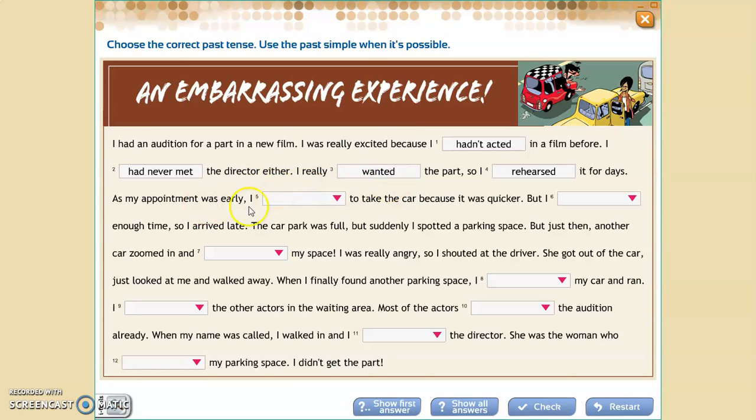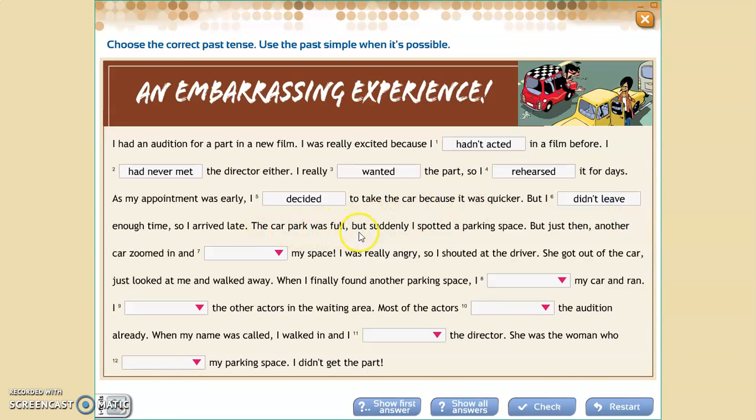As my appointment was early, I decided to take the car because it was quieter. But I didn't leave enough time, so I arrived late.